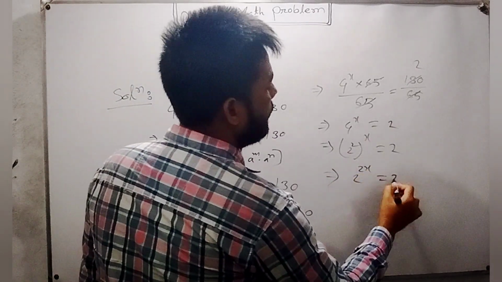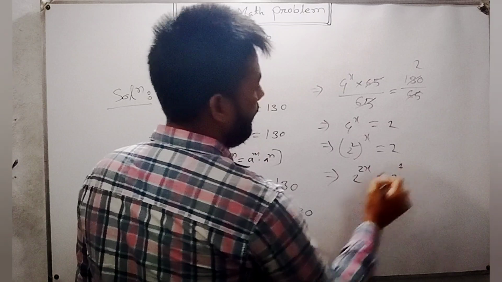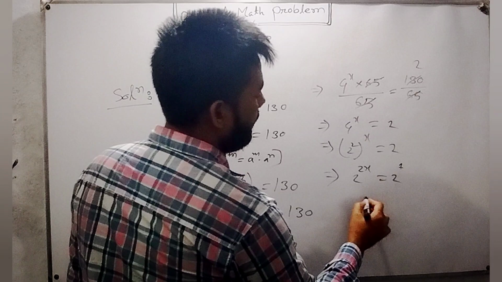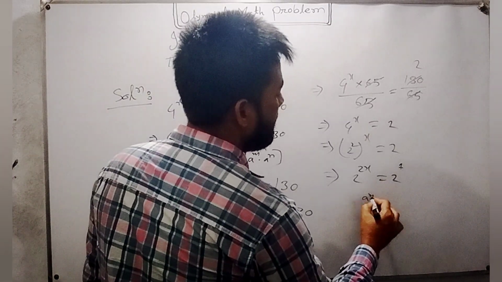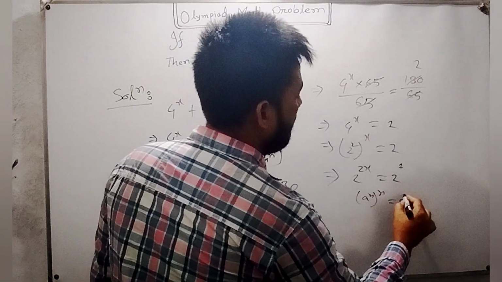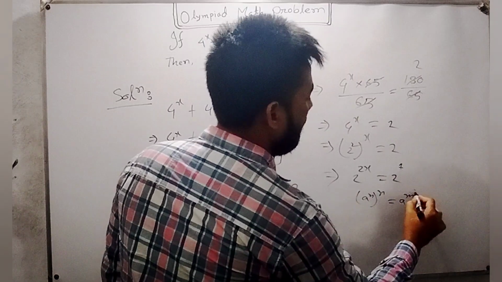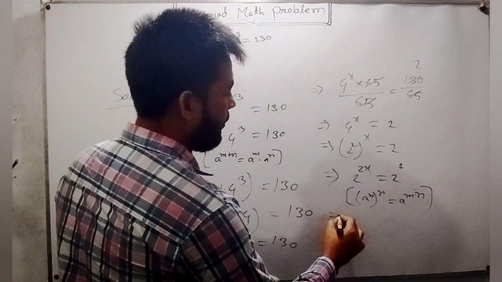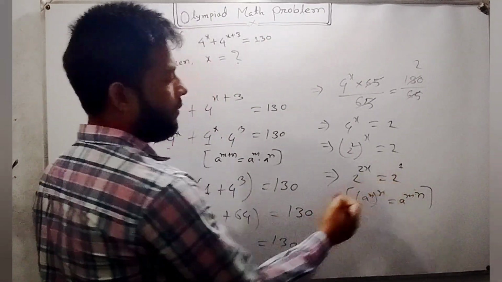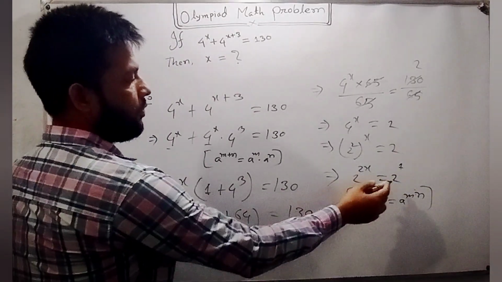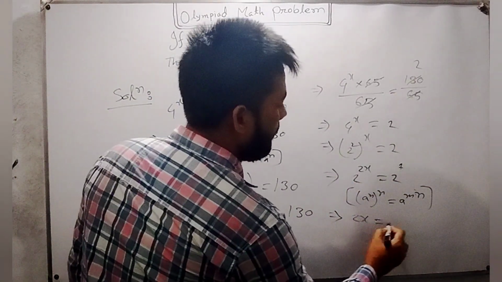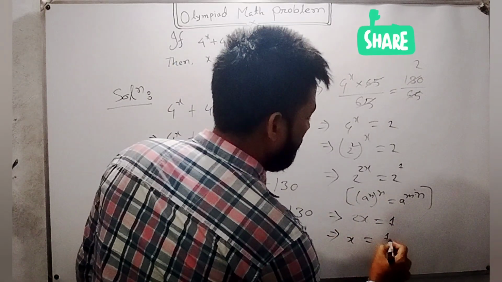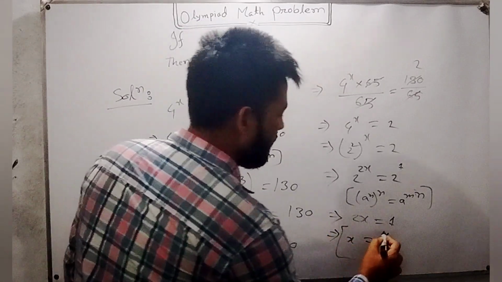And write 2 power 2x equals 2 power 1. This is the formula of a power m, whole power n, equals a power m n, according to this formula. And then if we cancel the bases 2 and 2, 2x equals 1, then x equals 1 by 2. This is the result.